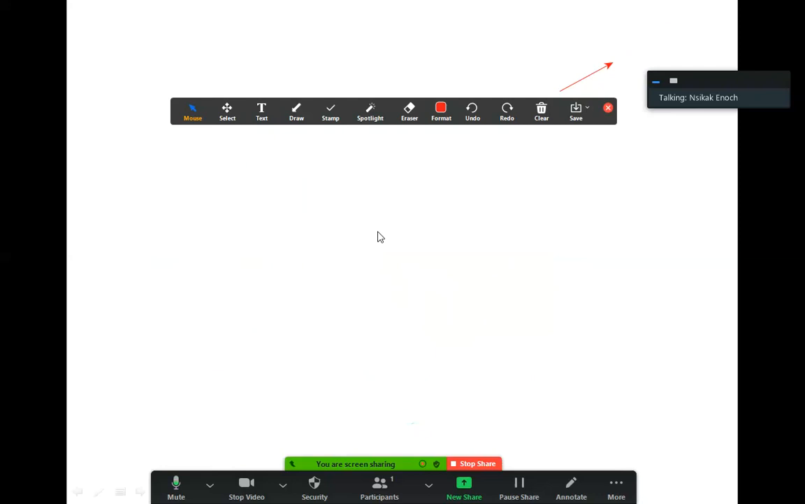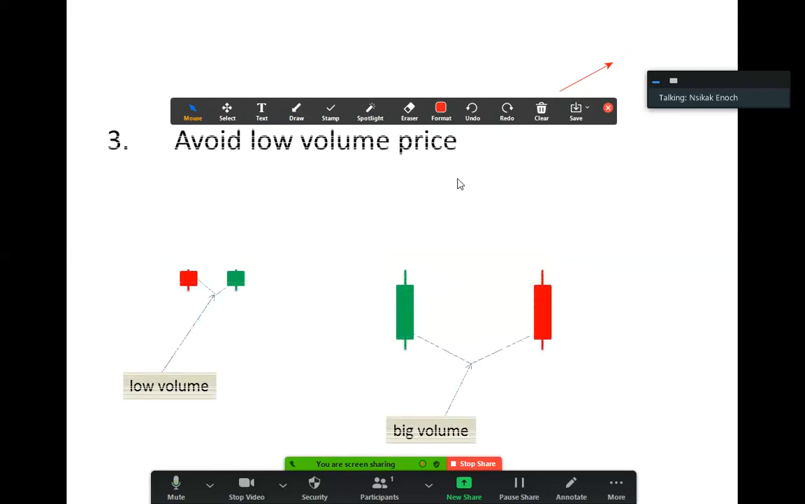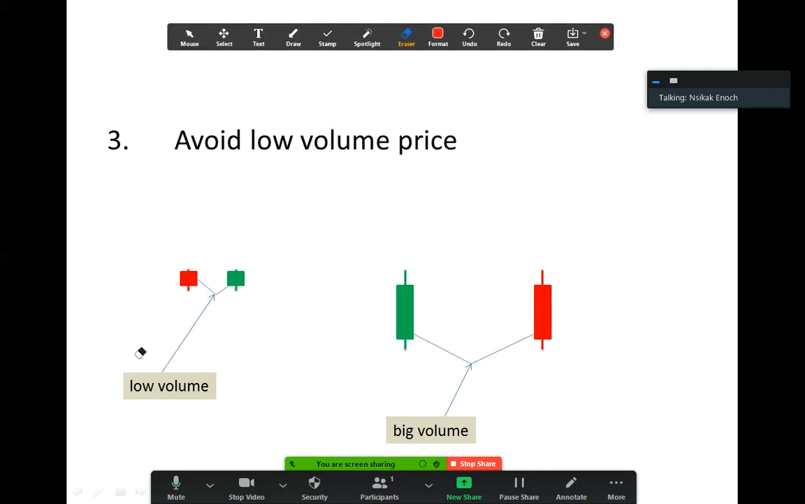Then the third condition: avoid low volume price. Okay, avoid low volume price. This is low volume. Okay, we can see the candle is very weak. The candle is very weak. When you check the volume bar also, you will see that the volume bar is weak as well.